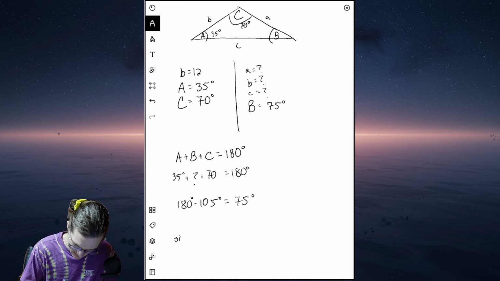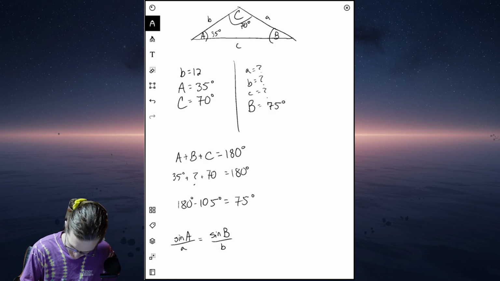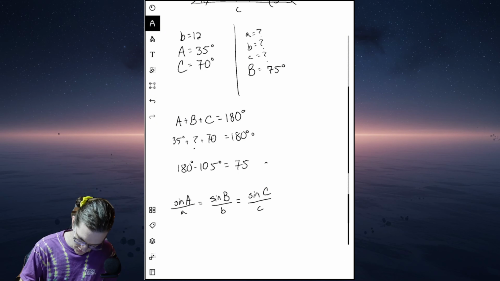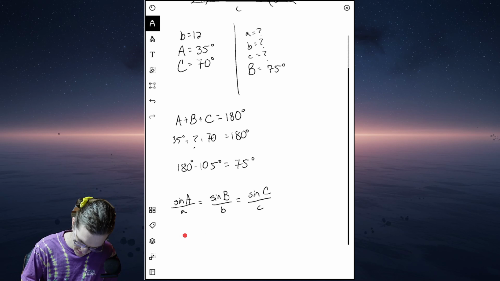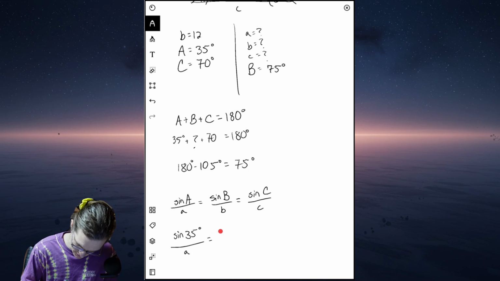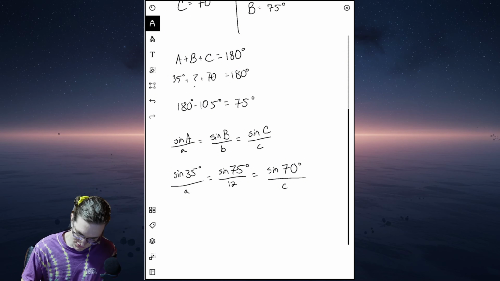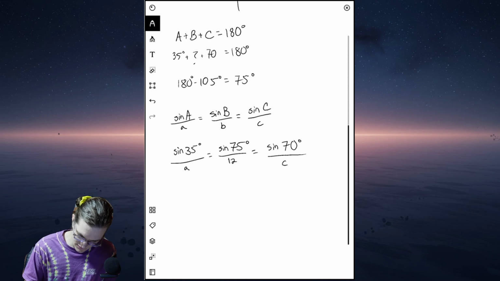So I'm going to write it like this. Sine of A over side A equals sine of angle B over side B equals sine of angle C over side C. And I'm going to fill in what I know. Angle A is 35 degrees, so sine of 35 degrees over side A equals sine of 75 degrees over side B, which is 12, equals sine of 70 degrees over C. Right, that's our law of sines rewritten with the values that we know substituted in.